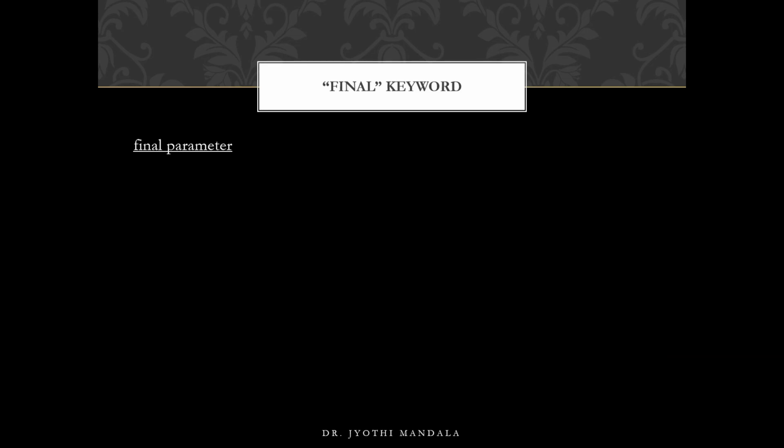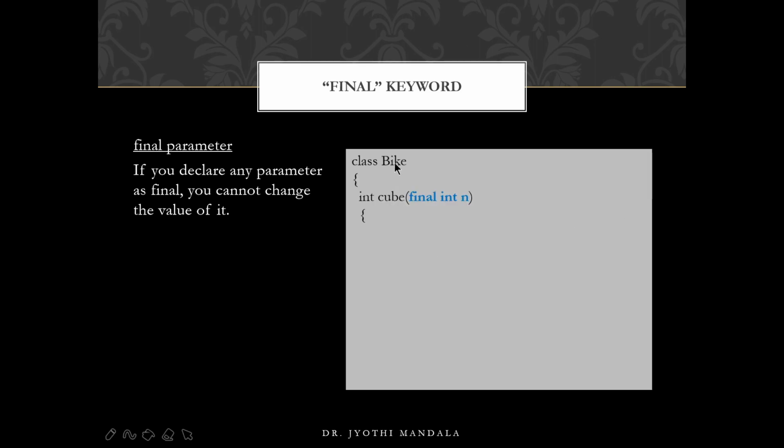One more point you need to add is the final keyword with a parameter. Whenever you are saying parameter, we are talking about the arguments in a function. Now in a function, we have some arguments. If those arguments are made final, then what happens? That means you cannot change the value of that argument. You can see a simple example here. I have taken a class called bike. In that I have taken a method called cube. Now this cube method is taking one parameter, and this parameter is made final. That means whatever value n is receiving, its value should not be changed. We cannot change that value.